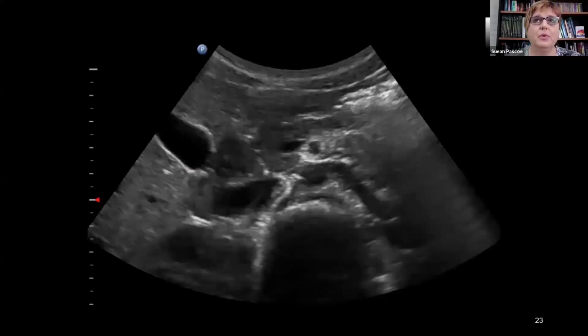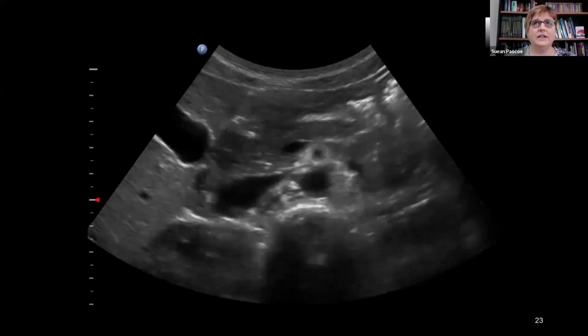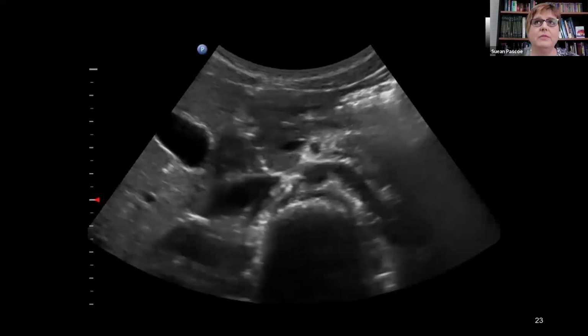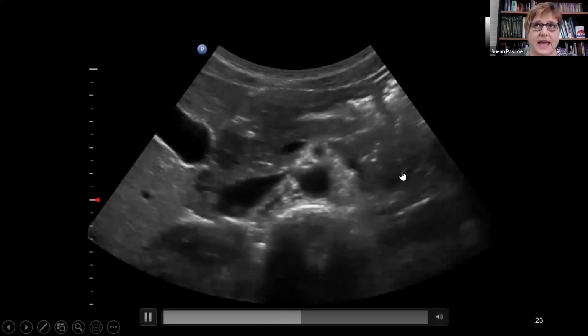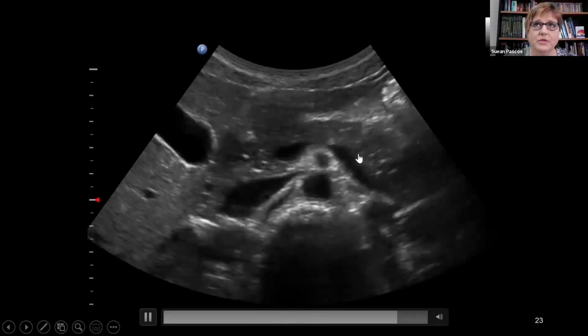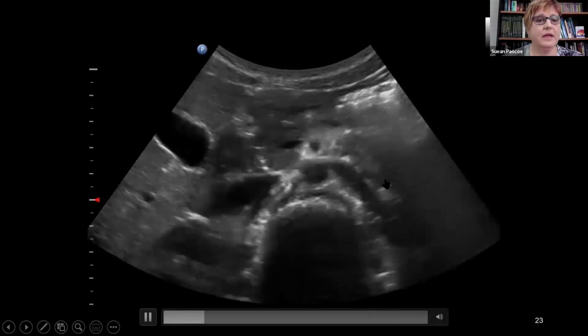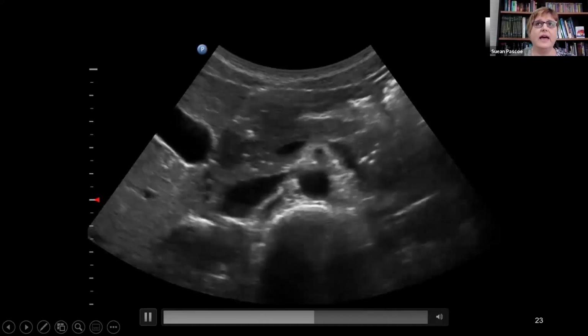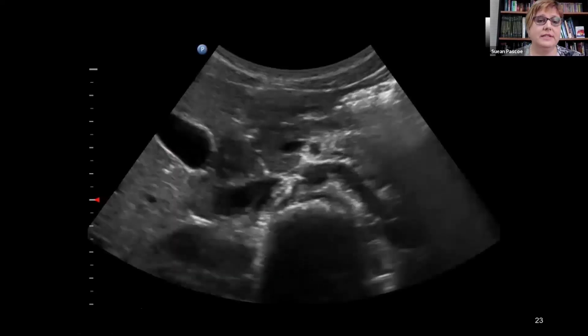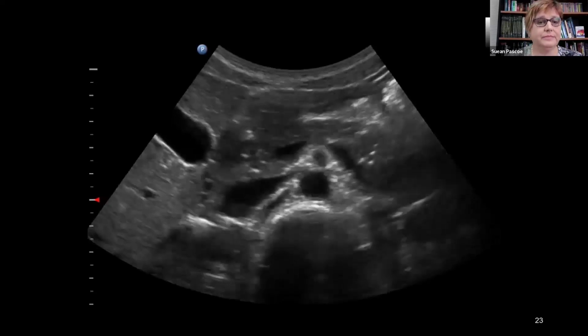Now here's an example of a scan. I've started in transverse, and just as I rotate the probe a little bit, you can see the tail of the pancreas become much more visible just through here, and it crisps up the image nicely. So we're aiming to just try to lengthen out that splenic vein to see the tail of the pancreas there.